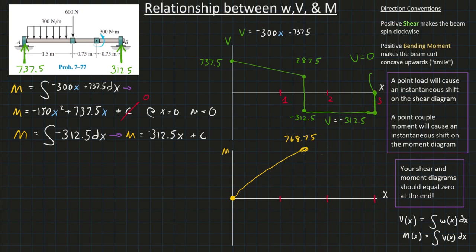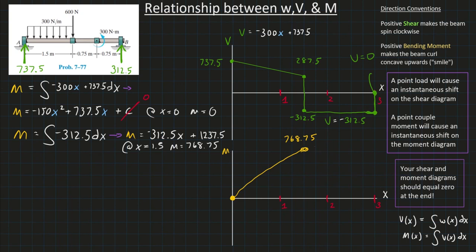To figure out the C, we know that at x is equal to 1.5, we have an M of 768.75. And doing that math, you'll just get your C as 1,237.5. So this is another line equation with downward slope, and I know that I'm continuing off our point right here.